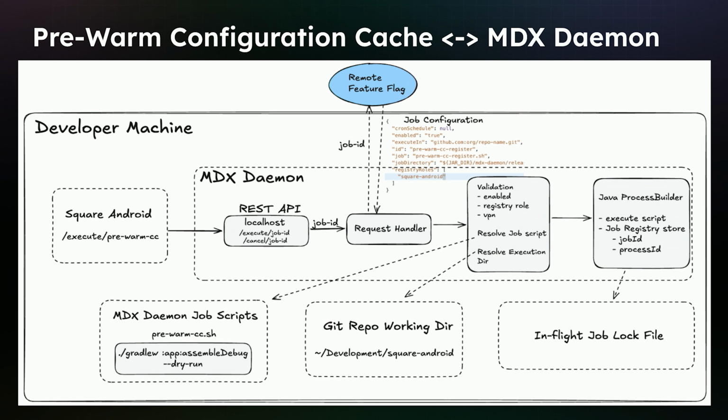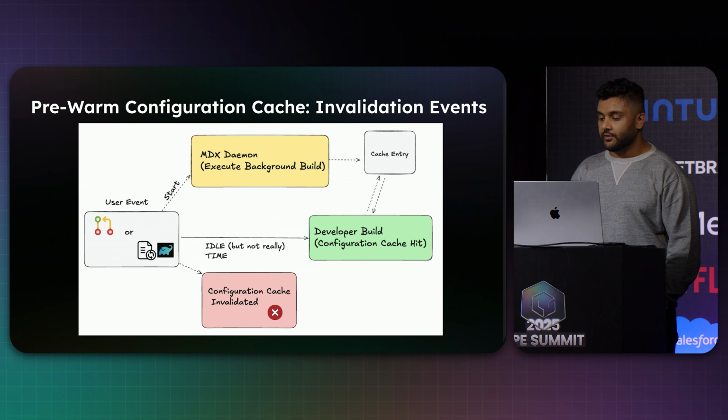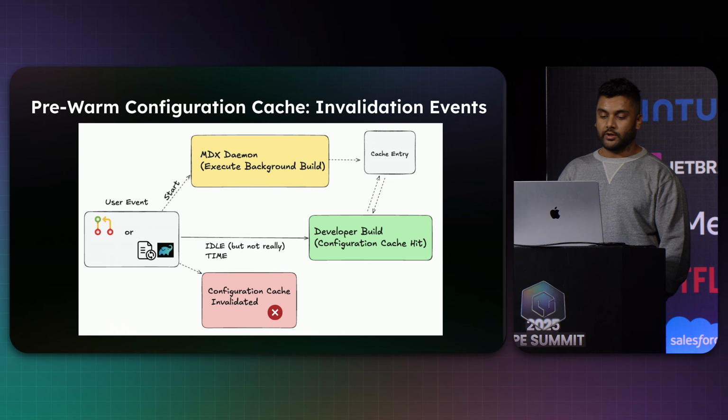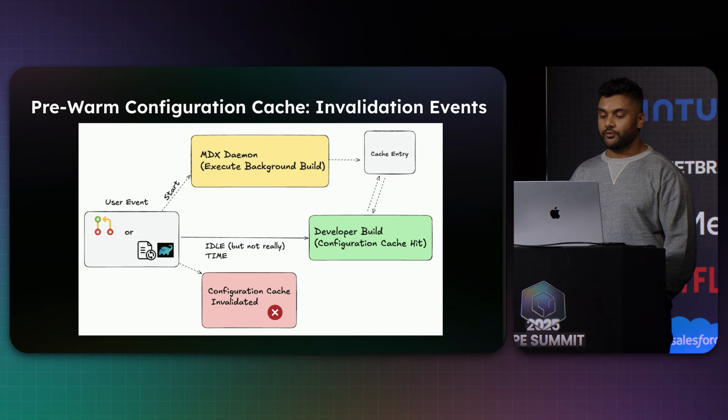The question now is, how do we know when to start this background build? To effectively implement the pre-warm configuration cache strategy, we identified certain user events that provide a signal of configuration cache being invalidated. These events can be developers updating their local Git branch with the latest code changes from remote, or modifying build scripts, generally followed by an IDE sync.